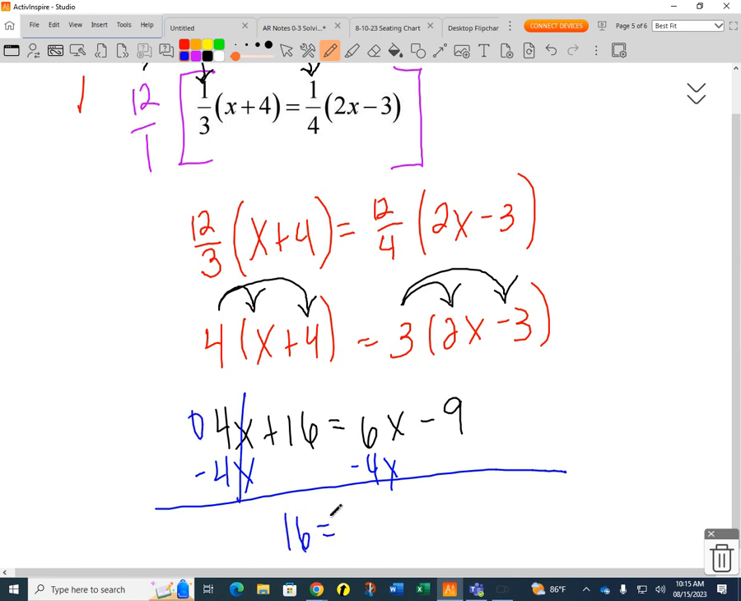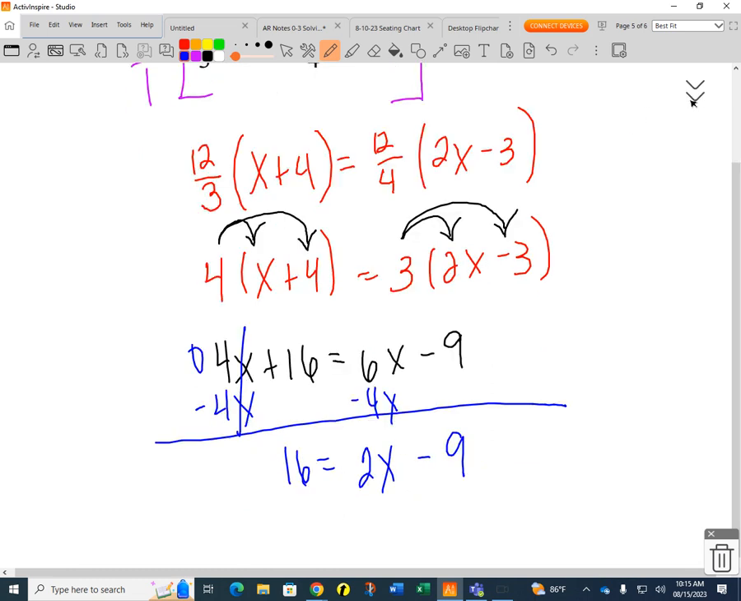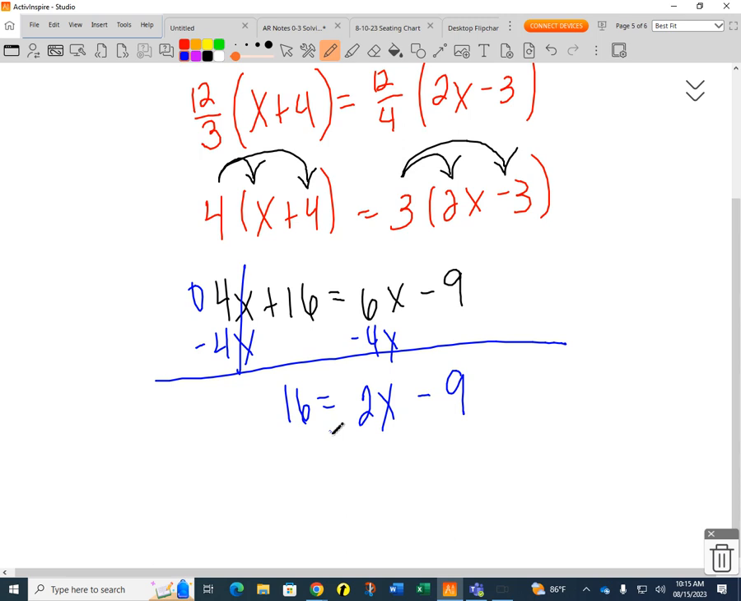So now I don't have a variable over here. 6x's minus 4x's is 2x's minus 9. Remember 2x's? 2 times x. So 16 equals 2 times x minus 9. So now I'm starting to solve my equation. I need to undo an operation.